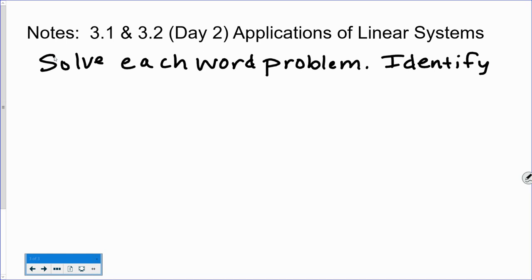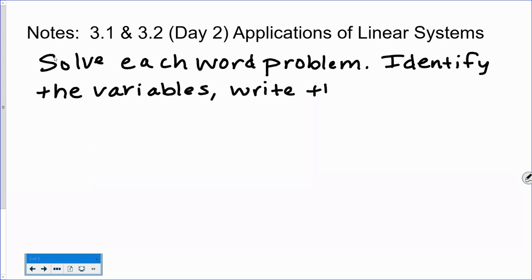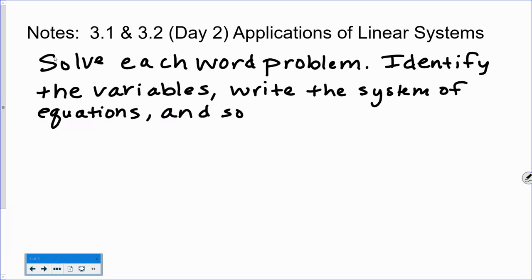Identify the variables. Write the system of equations. And solve. So you'll be able to choose elimination or substitution. It'll be up to you. But here's our first problem.